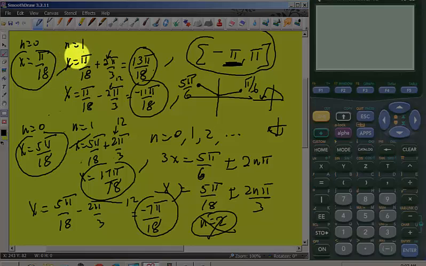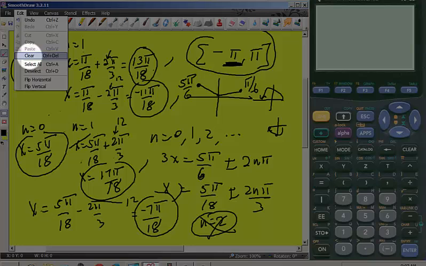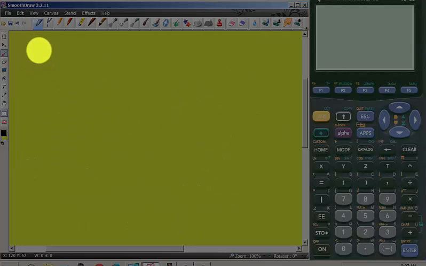Okay, I think the last one is number 9. Here we go. The hardest one is number 7. But you didn't ask for it, so I'm not going to do it.